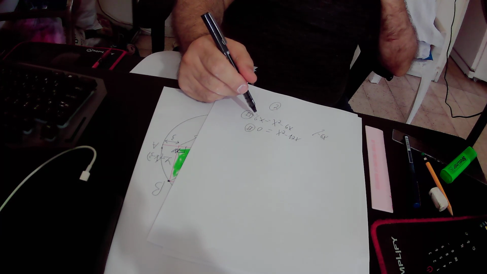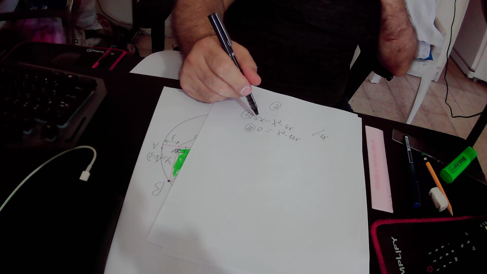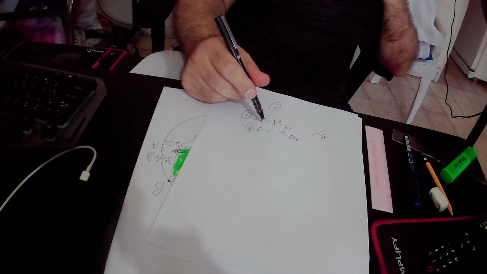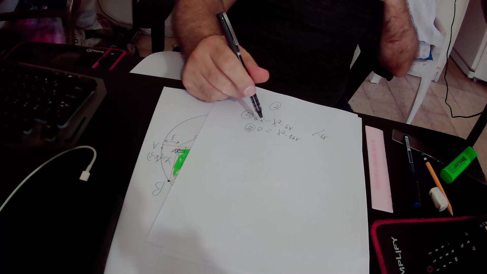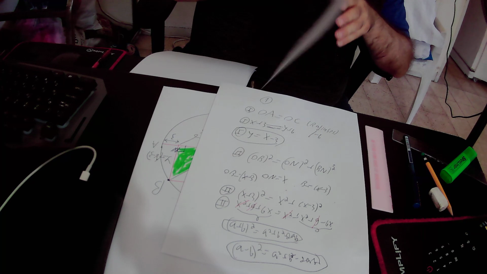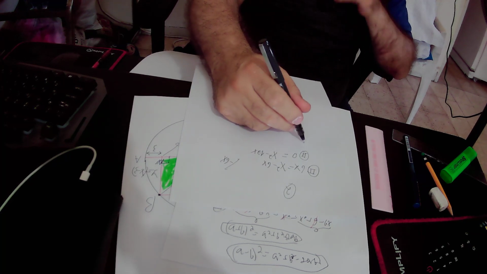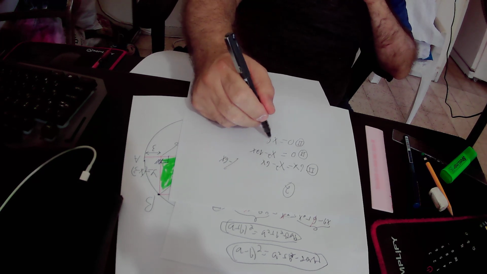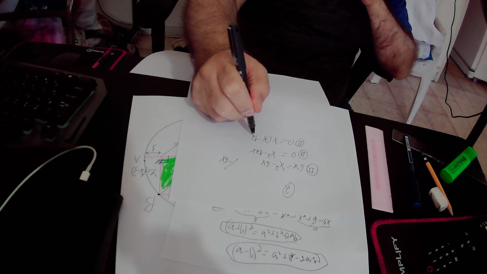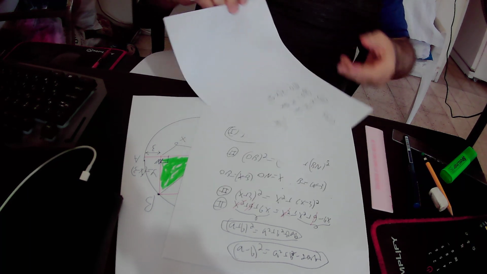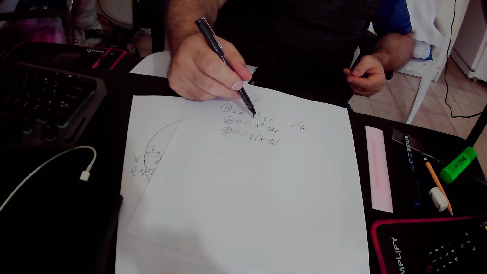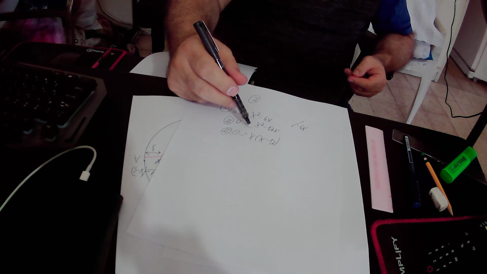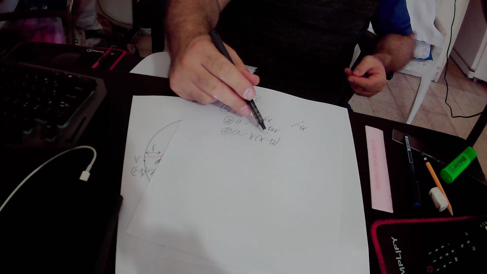Now we'll take x as a common factor out of equation number 2. We'll get x minus 12. So we took a common factor x from this equation. We got x times x minus 12.